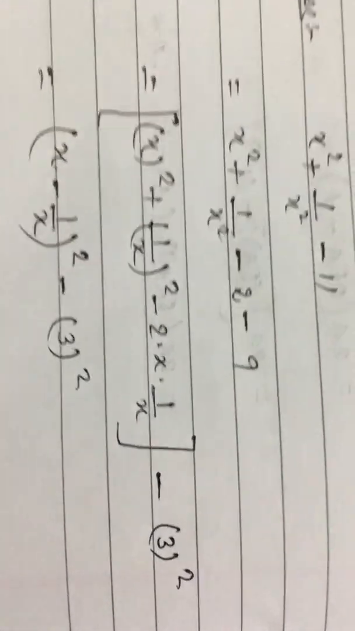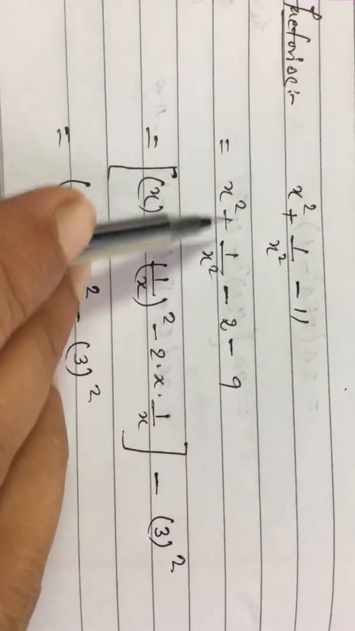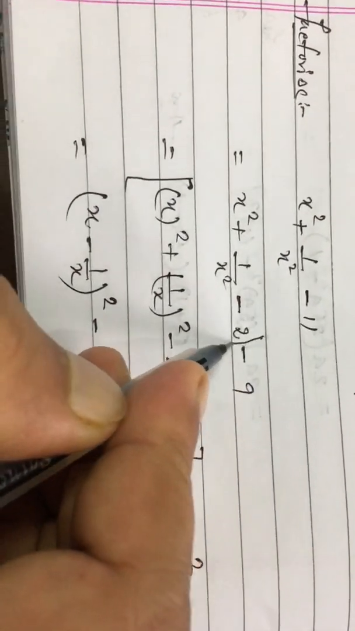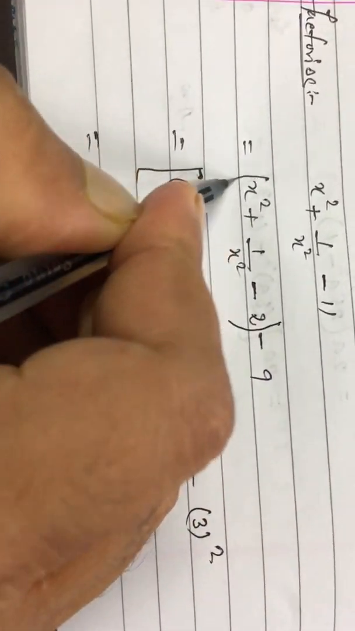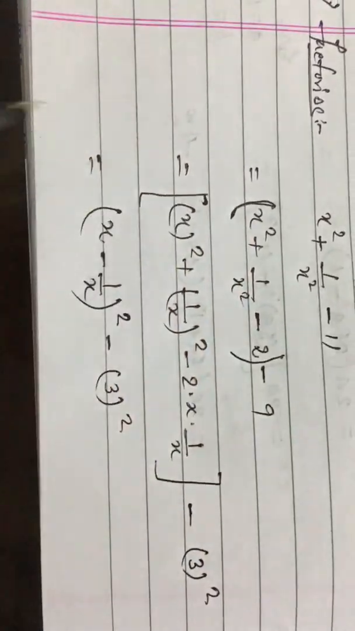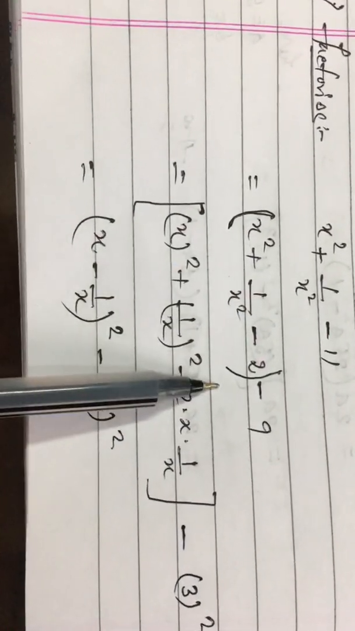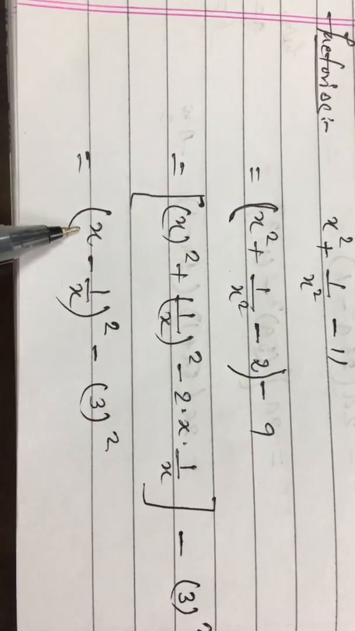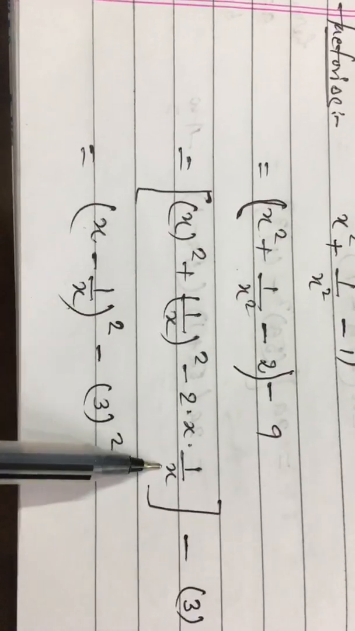Now you can see these three terms till here. I think it is also a perfect square. In the expansion chapter, you have already learned about this. It is a perfect square of this. I have already expanded this.